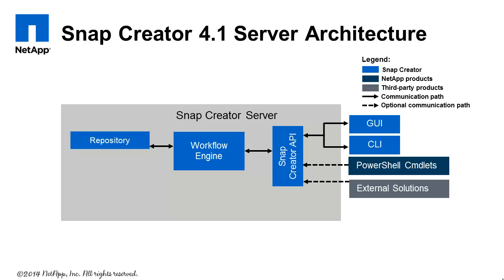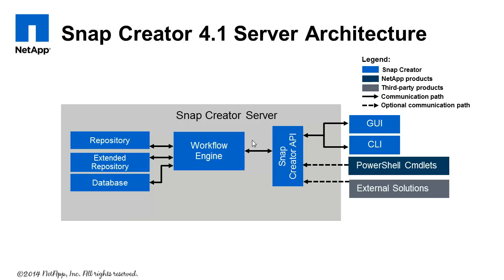The Snap Creator repository holds information on Snap Creator profiles and configuration files, including global configs and profile-level global configs. The Snap Creator Extended Repository is new as of Snap Creator 4.1. The Extended Repository is comprised of two database components: a plugin repository, which stores plugin metadata, and an extended repository, which stores backup metadata. These two components are linked by a backup ID, which is used as an index, so that plugin and backup metadata can be combined.